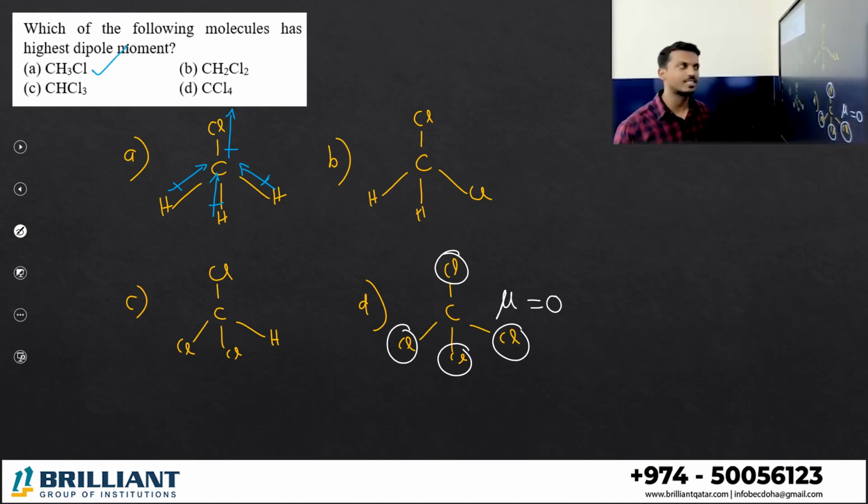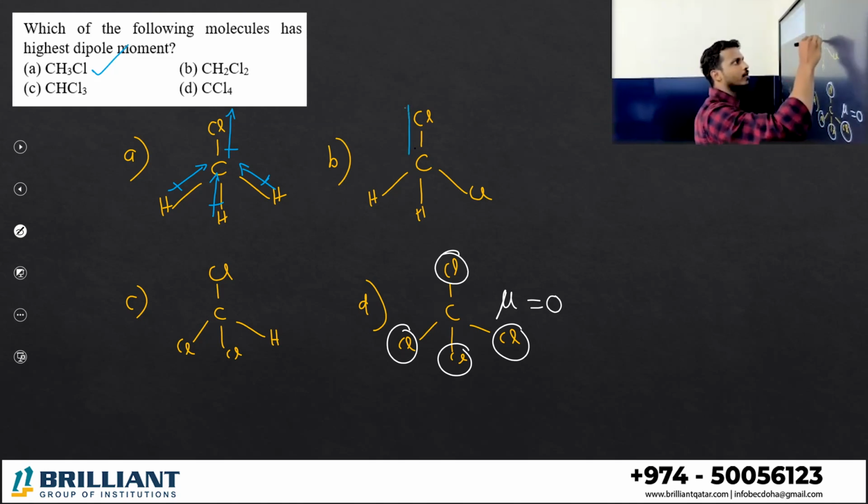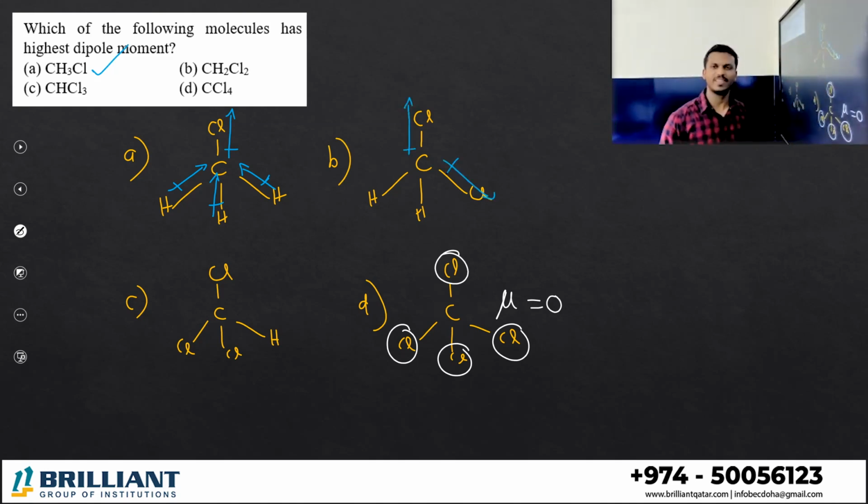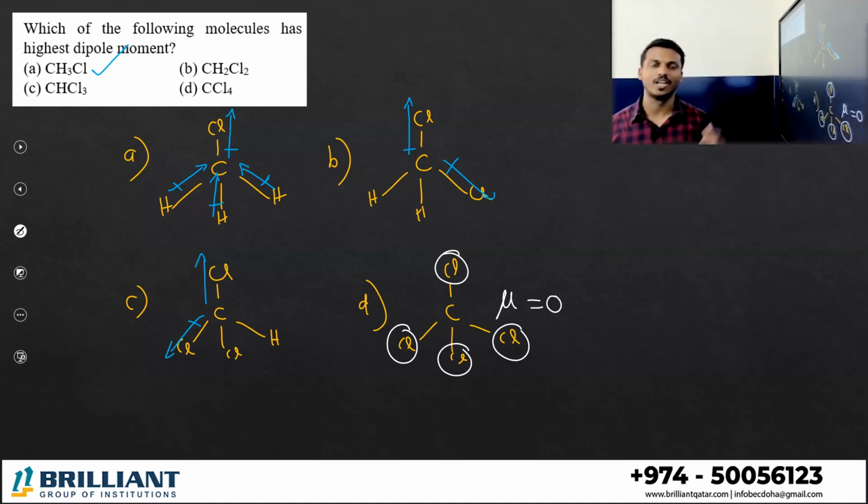What about option B and C? This chlorine pulls up, this chlorine pulls a little bit down. Some cancellation. Then here chlorine up, this chlorine down. Cancellation. All are adding up only in one option. That is option A, CH3Cl. It has the greater dipole moment.